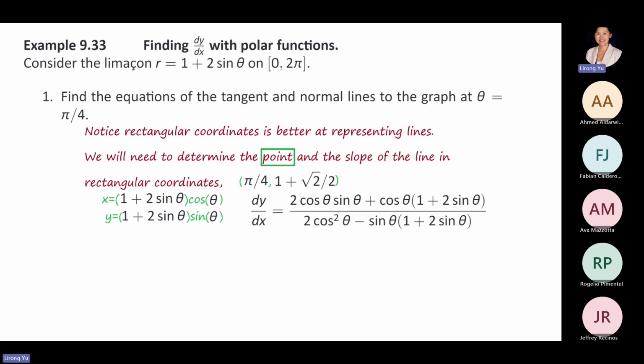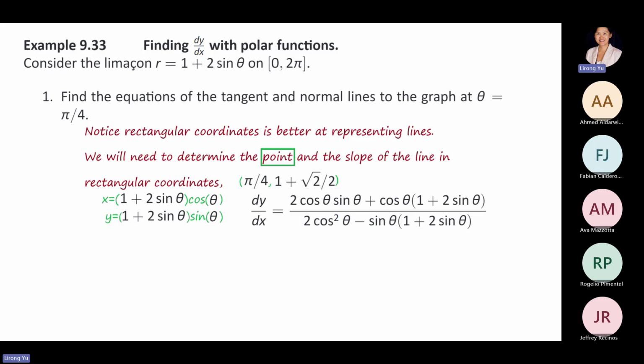So x is r, where r equals 1 plus 2 sin theta. But to find the x value, you have to multiply r by cosine theta, and y equals r times sin theta. So that is a more complex version of x and y, and now we have to find the derivative. For the derivative of y, we do the product rule. The derivative of 1 plus 2 sin theta is 2 cosine, multiplied by sine. Then you keep the 1 plus 2 sine and find the derivative of the sine, which is cosine. So we are applying the product rule.